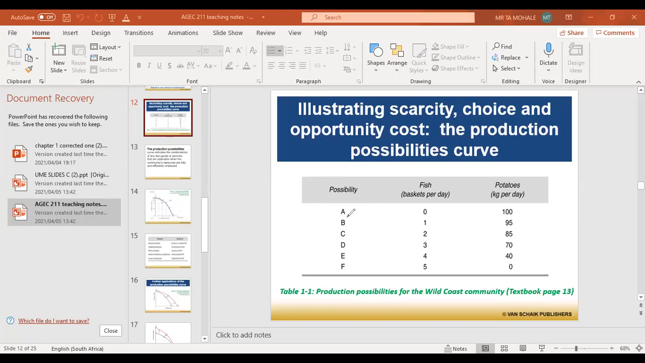This is our B. What is the opportunity cost? I see. Please repeat calculating combination D. Okay.